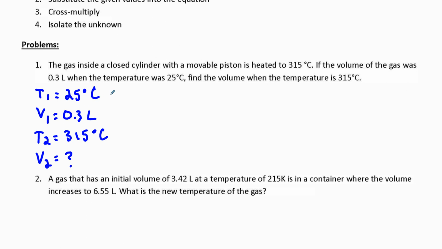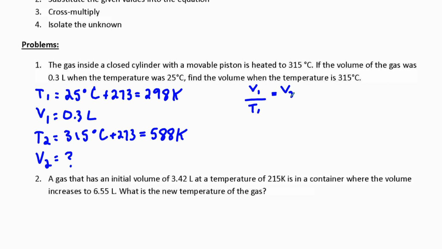So if you remember back, to convert to Kelvin, what you do is you add 273. So 25 plus 273 is 298 Kelvin, and 315 plus 273 is 588 Kelvin. So now that we have that, let's plug in what we know, and we can cross multiply to solve for what we don't know.